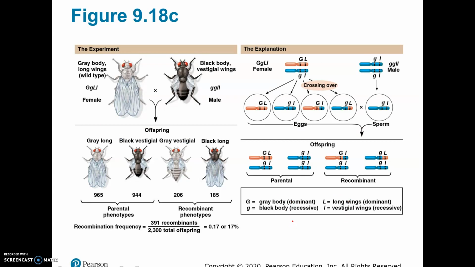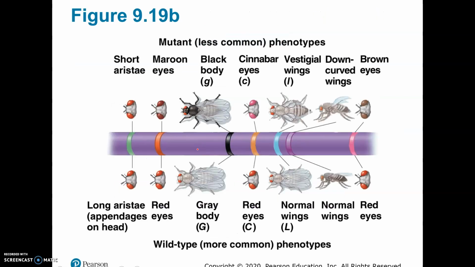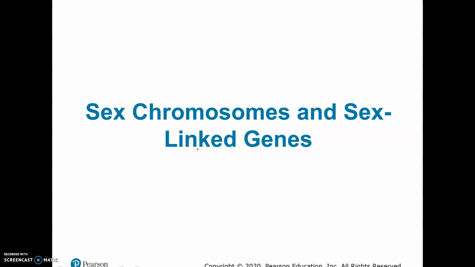This is showing, again, how you can actually calculate that, and they can actually map how far apart the genes are based on how much they recombine. This was in a fruit fly experiment. And then they can actually figure out the distance between genes on a chromosome and create what's called a genetic map or a linkage map that would show where the genes are located on chromosomes. But again, you're not going to be tested on that. You do need to know about sex-linked traits, though.